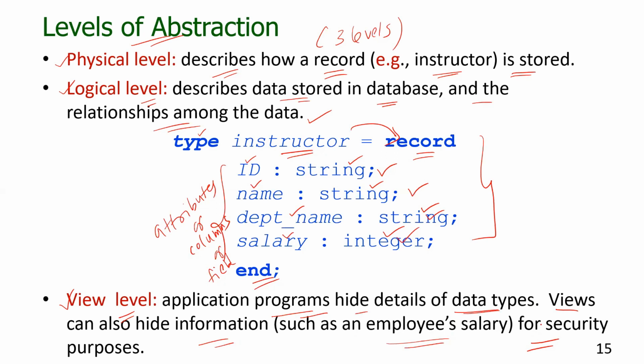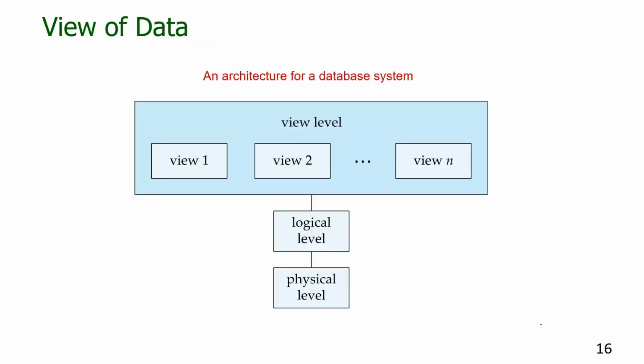Then whichever data can be viewed is based on the privileges. So this is the diagrammatic representation of the view of data with various levels that we mentioned. The bottom level we call the physical level, the intermediate level is the logical level, and the top level is the view level. The view level contains many views like view 1, view 2 and so on, view n. This entire structure we call the architecture of a database system with respect to view of data. So that is abstraction levels.